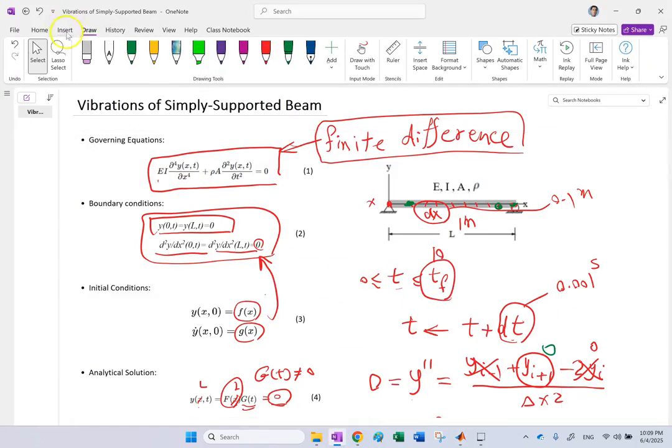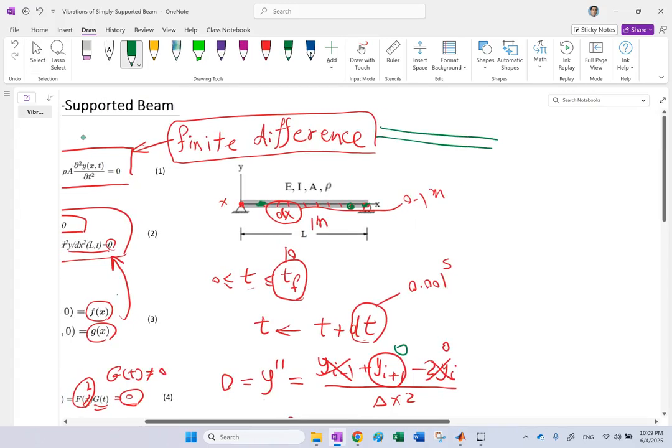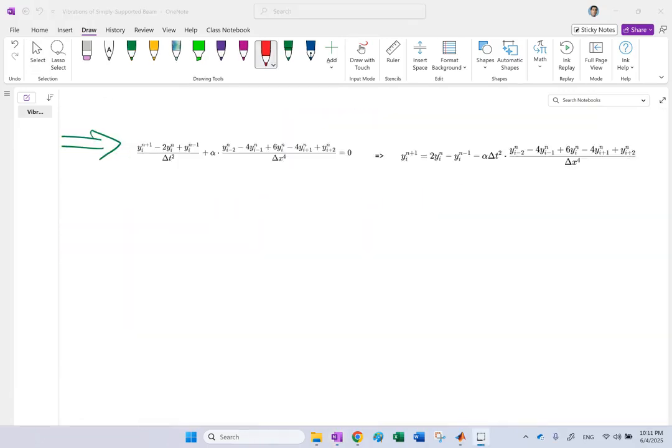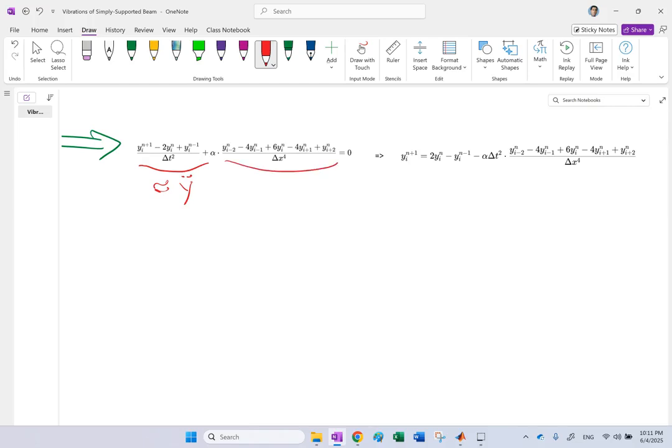And again, remember that when we do finite difference here, the update equation is going to be basically this. This is the approximation of the second derivative of y with respect to time, and this is the approximation of the fourth derivative of y with respect to x. And here, the only unknown that you need to find is this one here, the value at any node at the next time point. Here, i represents the node number and n represents the time. So n represents time and i represents x.